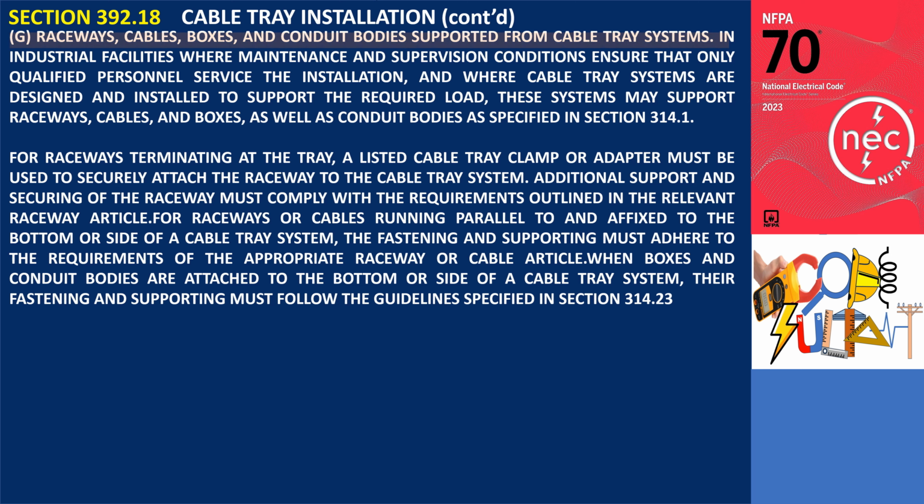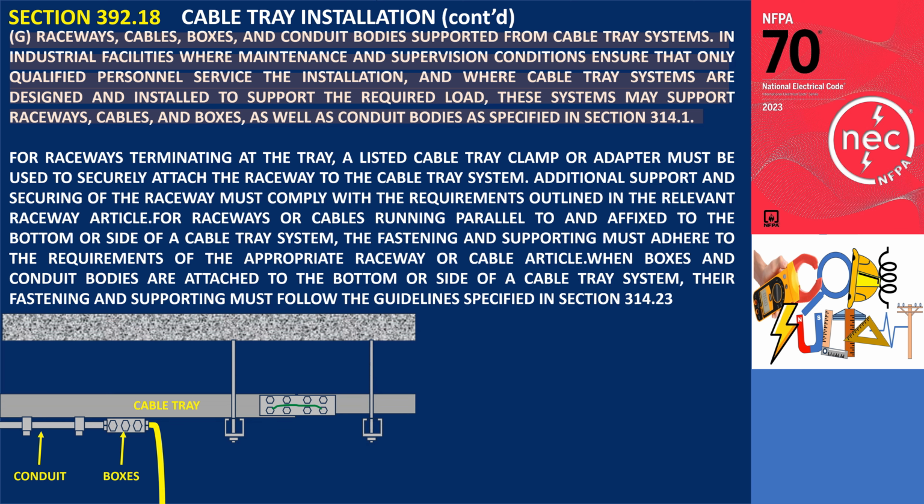Section 392.18(G), Raceways, cables, boxes, and conduit bodies supported from cable tray systems. In industrial facilities where maintenance and supervision conditions ensure that only qualified personnel service the installation, and where cable tray systems are designed and installed to support the required load, these systems may support raceways, cables, and boxes, as well as conduit bodies as specified in Section 314.1. This section outlines the conditions under which conduit, cable termination supports, and outlet boxes can be supported by cable tray systems, particularly distinguishing between industrial and commercial installations.